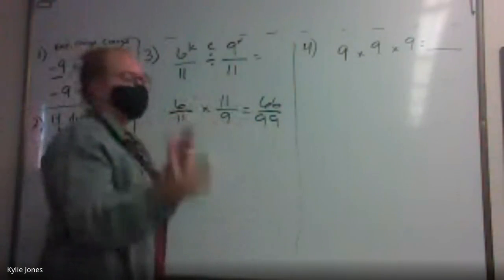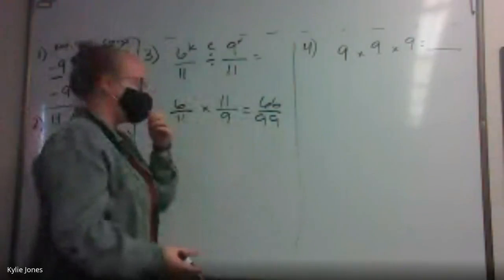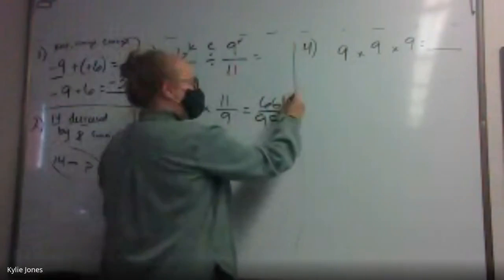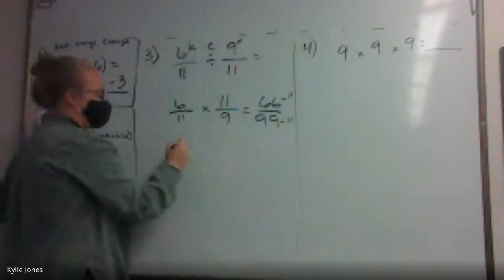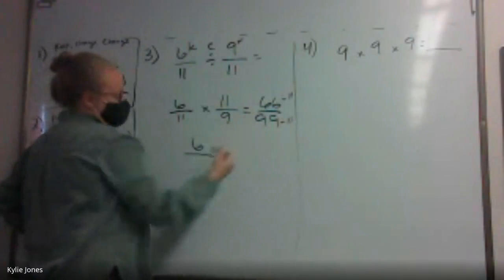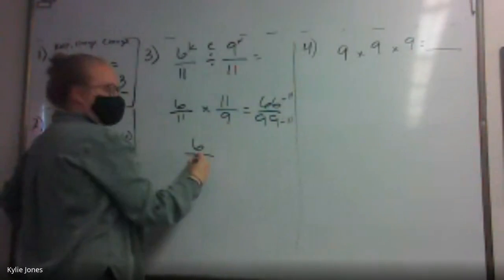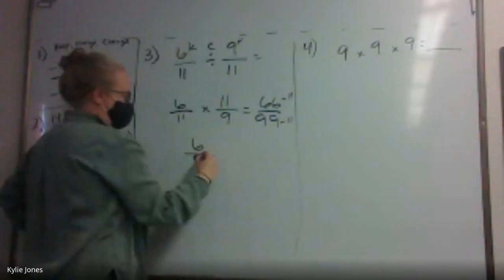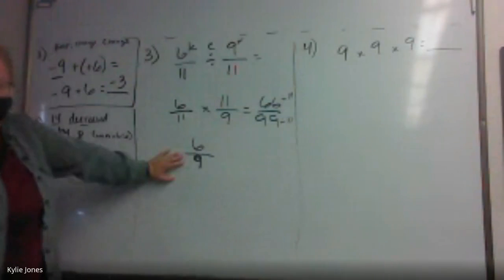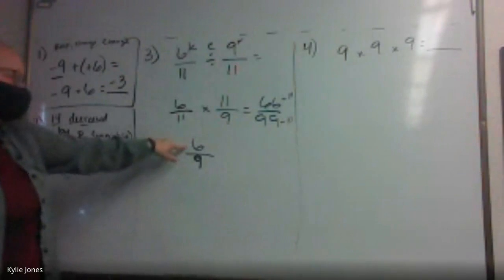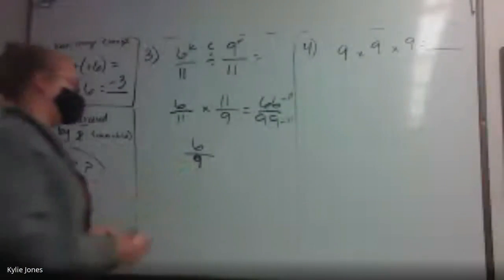Does it matter which way we go? No, let's go with 11. So let's do 11 first. What is 66 divided by 11? 6. And what is 99 divided by 11? 9. So we have 6/9 now. Can I go farther? Yep. What number goes into 6 and 9? 3.